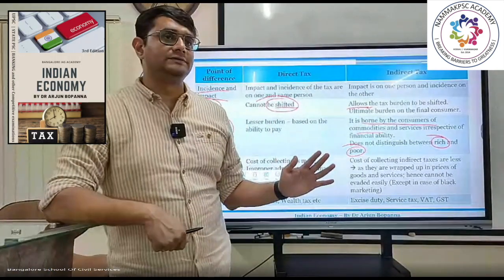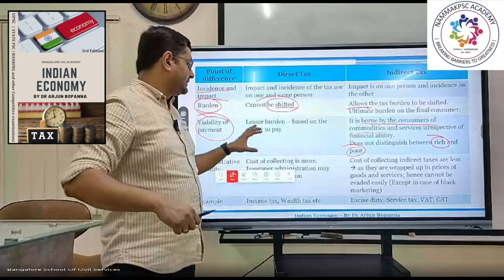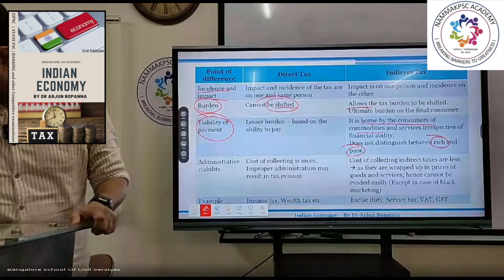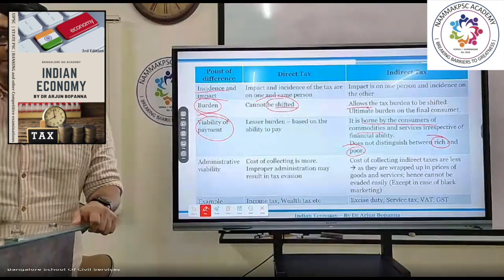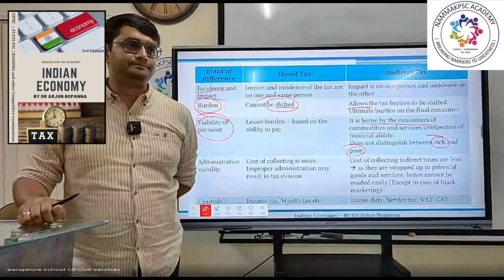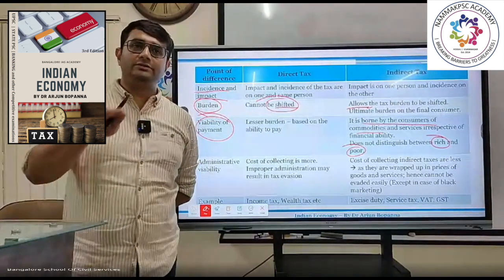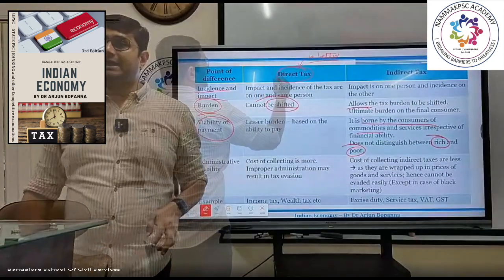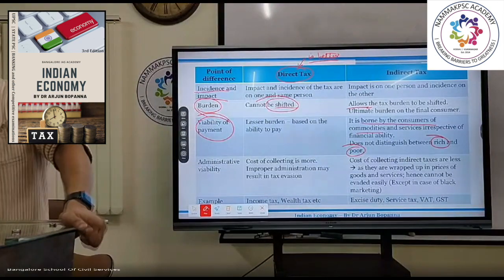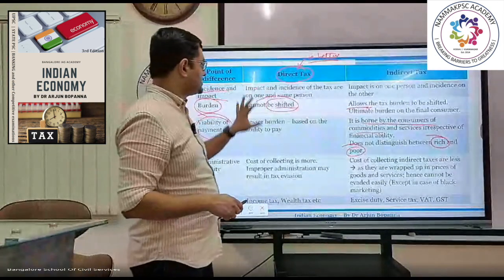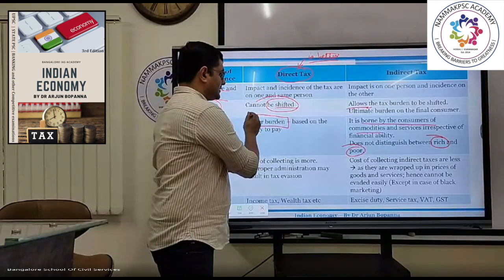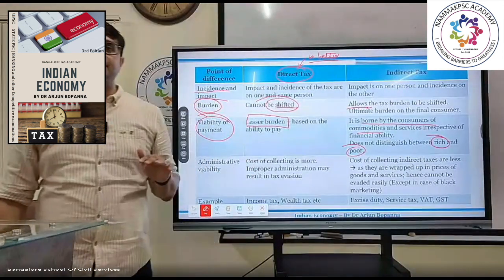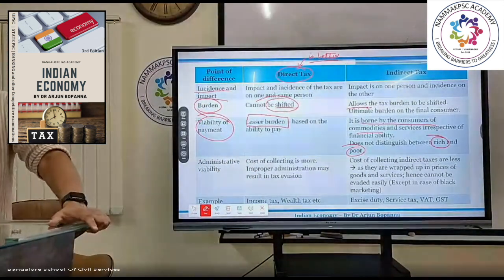There's no difference. So if you take that into account, which tax is better? Direct tax is better because it is less of a burden on people, because only those who have the ability to pay, pay. So which one is better? Direct tax is better for the economy. Agreed? Why is direct tax better? Because it is less of a burden on consumers, on people. It is based on ability to pay.